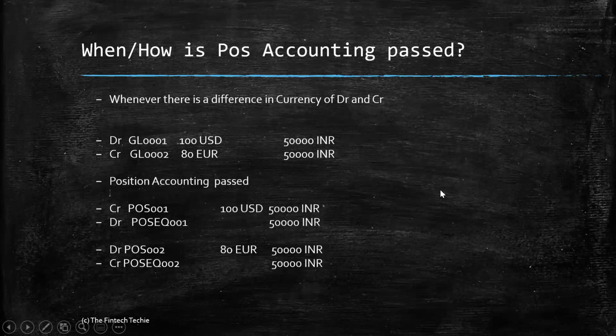So here, two pairs of position accounting will be passed. One for 100 USD, you will be crediting it because the original entry was a debit. And for 80 euro, you will be debiting it because the original euro entry was a credit. So post these three pairs, my USD, euro, INR, everything will be balanced.